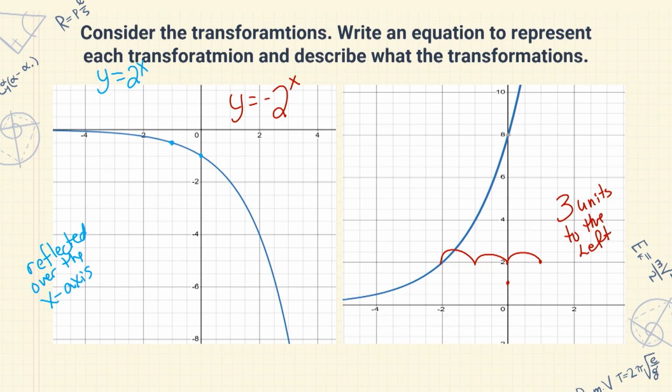That's my transformation. I went 3 units to the left. So I'm moving my x value, so I could say that it is f of x. And when I go to the left, I am adding. So it would also look like this, 2 to the x plus 3.